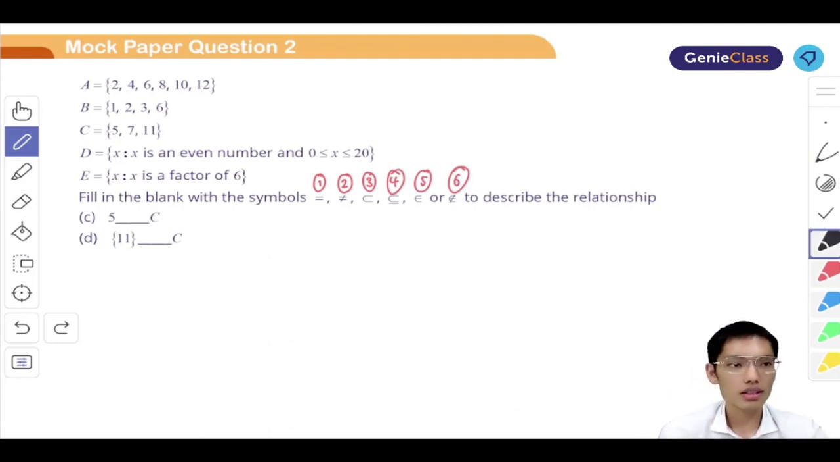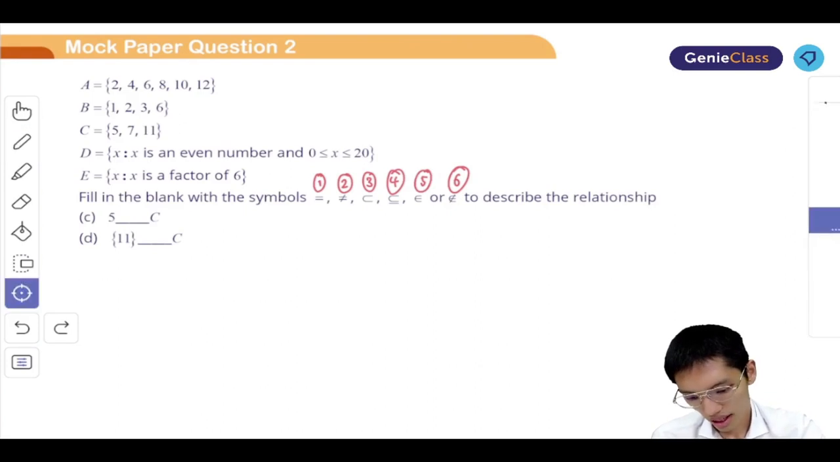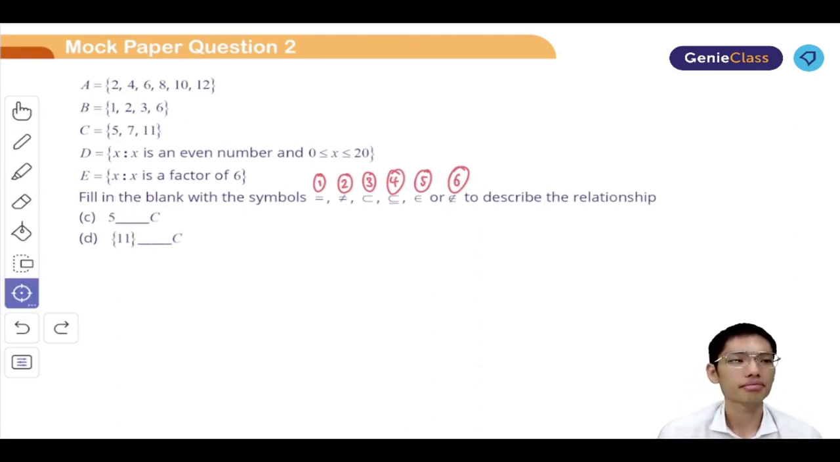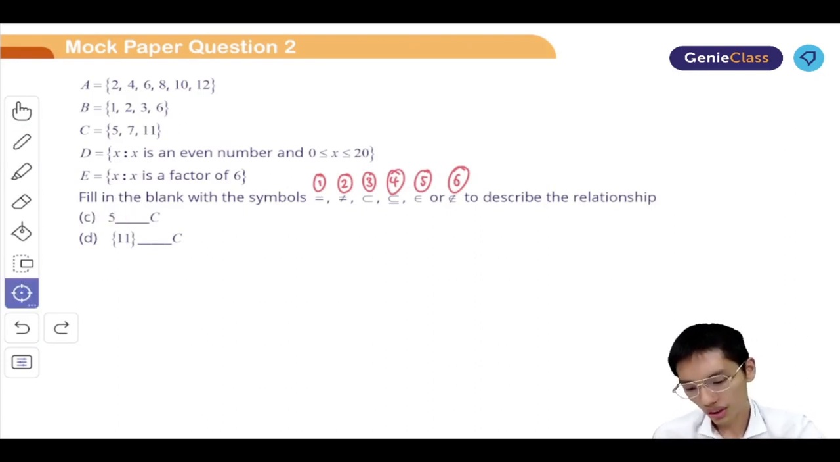Okay, very nice, Shen Zheng. That's actually correct. For the rest, who wants to try? Junrong, are you sure it's that one? Take note. This is an element. So which one should I fill in, Junrong?